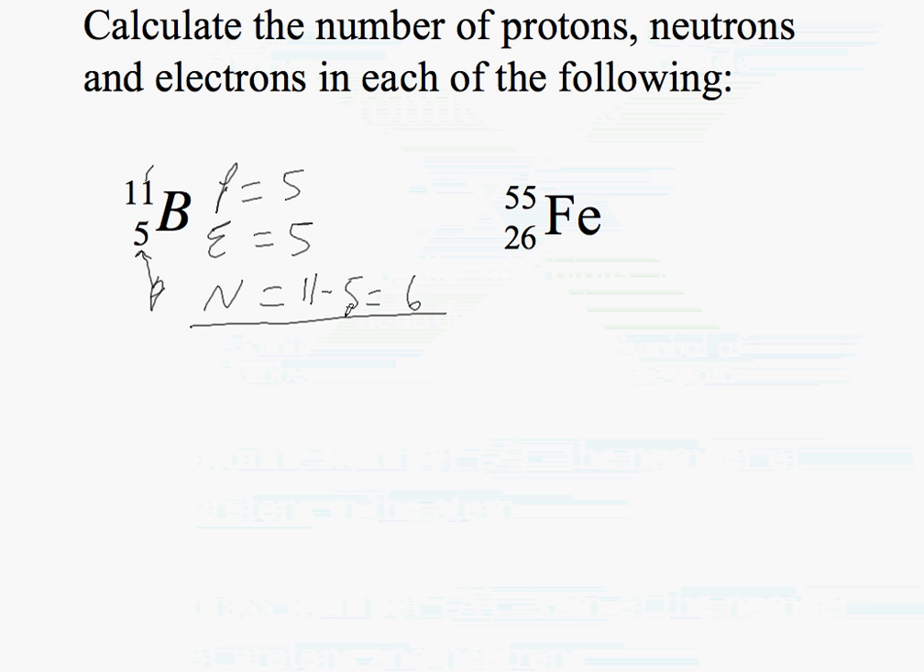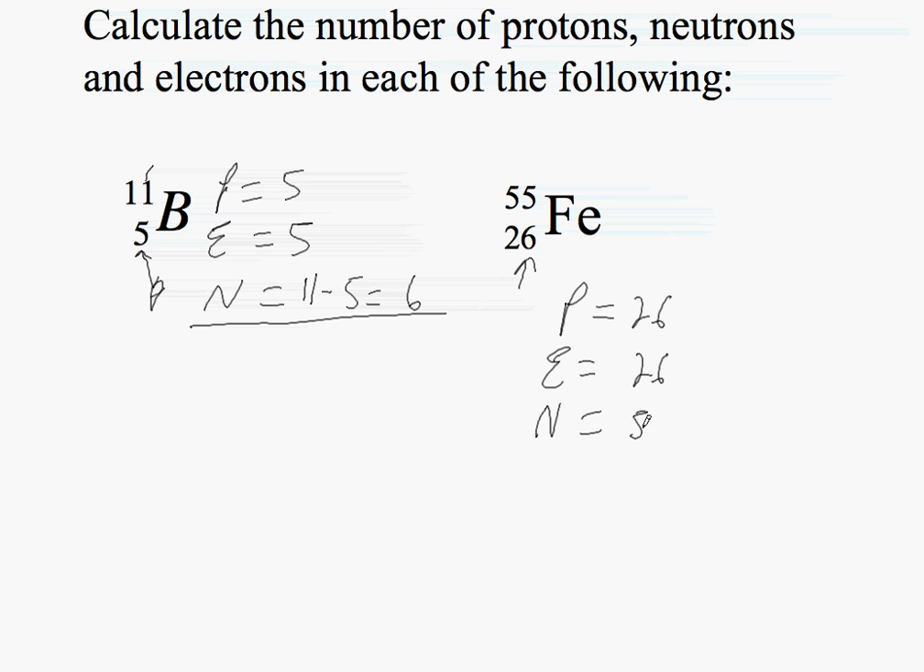If we look at iron, the number of protons is going to be equal to 26 because it tells us here with the atomic number. The number of electrons is going to be 26. Whenever you have a neutral atom, the number of electrons and the protons are always going to be the same. And then the number of neutrons in this particular atom will be 55 minus 26, which is going to give us 29.